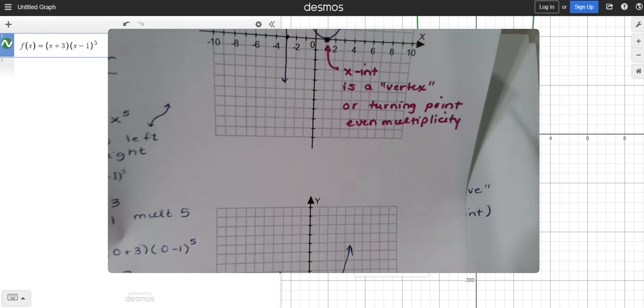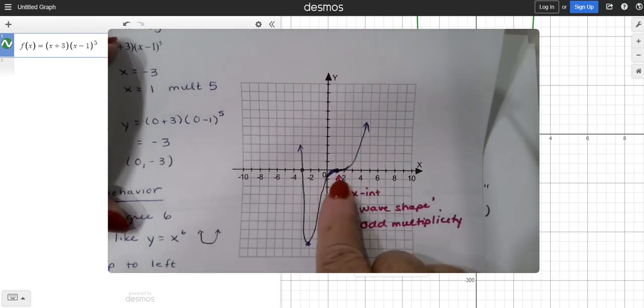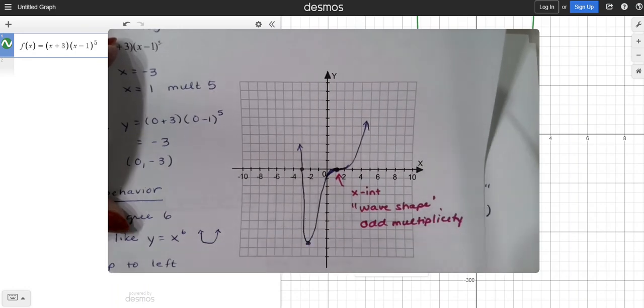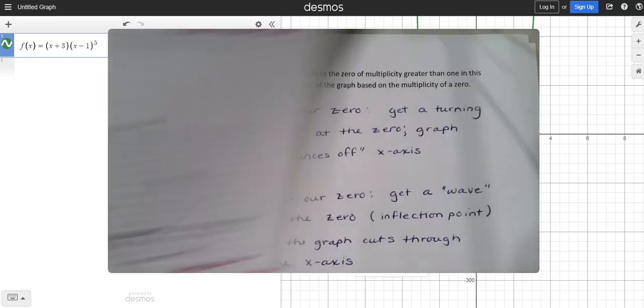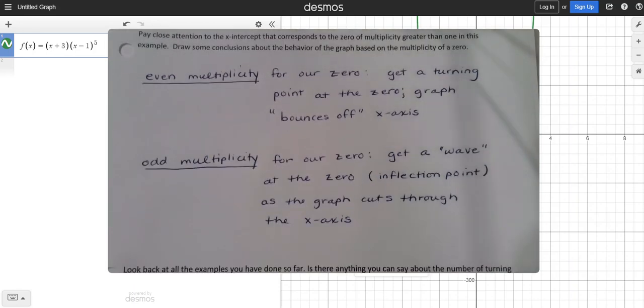Those are the ones that look like this. So it doesn't bounce off, it goes through, but we get that kind of a wavy shape. Again, the formal name for that is an inflection point. So the odd versus even multiplicity tells us a lot about what the graph looks like at the x-intercepts.